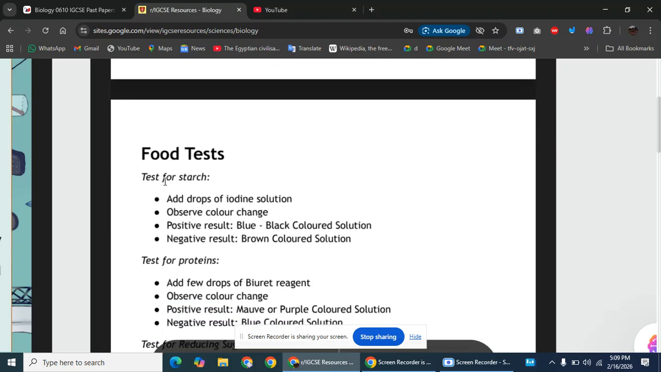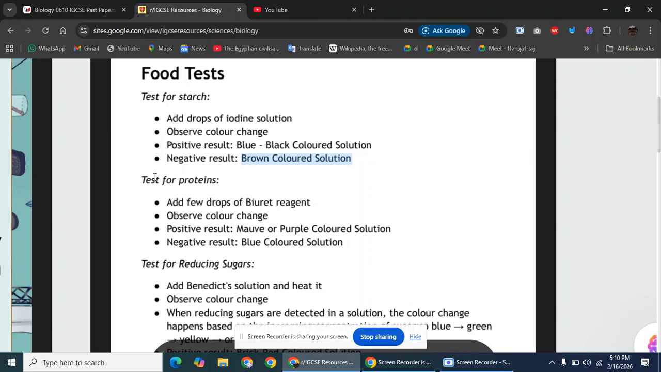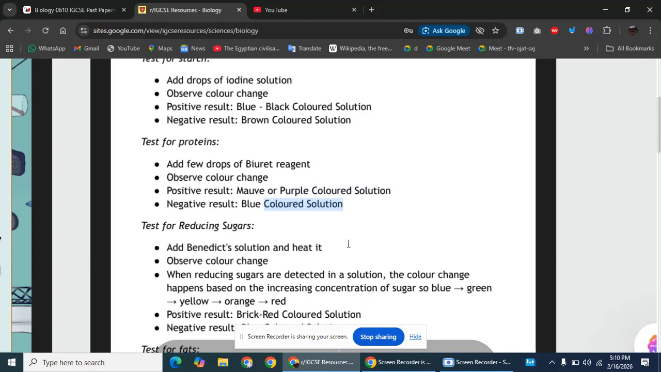Next is food tests. These are the must-know food tests that you need to remember in order to gain those marks in IGCSE. First, the test for starch. You need to add drops of iodine solution and observe the color change. A positive result is a blue-black colored solution. A negative result is a brown colored solution. Test for proteins: add a few drops of reagent. Observe color change. Positive result, mauve or purple colored solution. Negative result, blue colored solution.